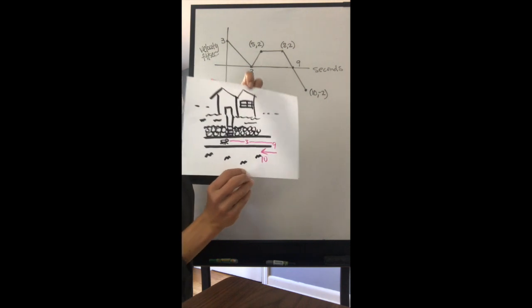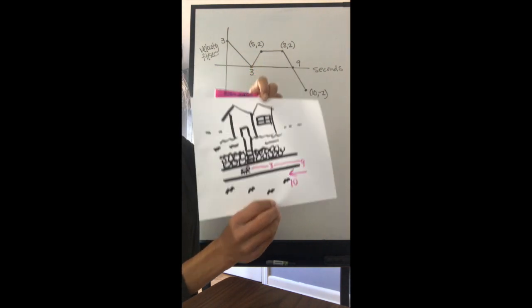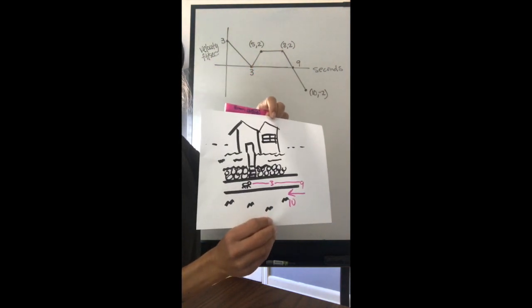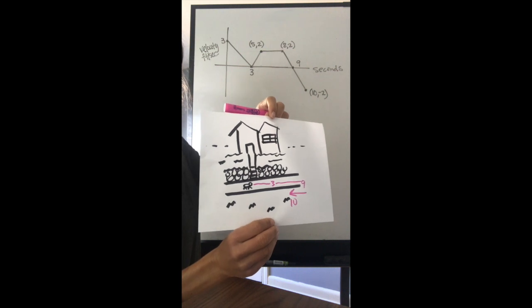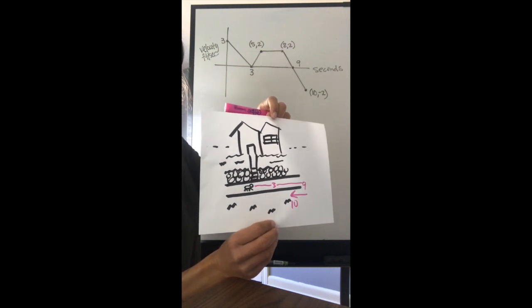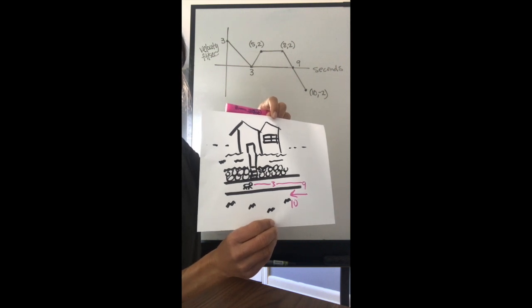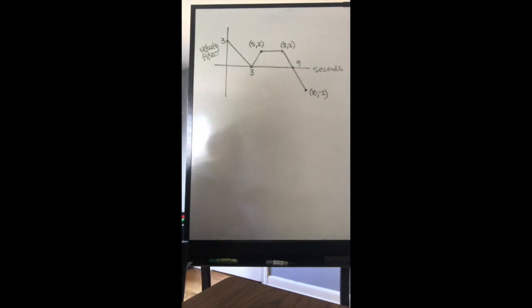So again, here's an image of my house. Romy runs away for 3 seconds, stops, keeps going for another 6 seconds, then turns around and comes back. So here is our scenario. Now our challenge is to find where is Romy after the 10 seconds.